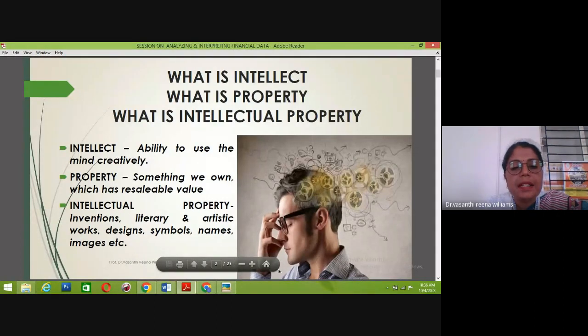So when you say intellectual property, it is basically an invention. It could be an invention, not necessarily on a product; it could be on a service. It could also be a book that you have authored, a story that you have written, or it could be a painting. So the late M.F. Hussain's paintings had a distinctive feature. When you look at his painting, you'll immediately know that it belongs to M.F. Hussain. He would always draw horses, and his paintings used to sell for lakhs and lakhs of rupees.